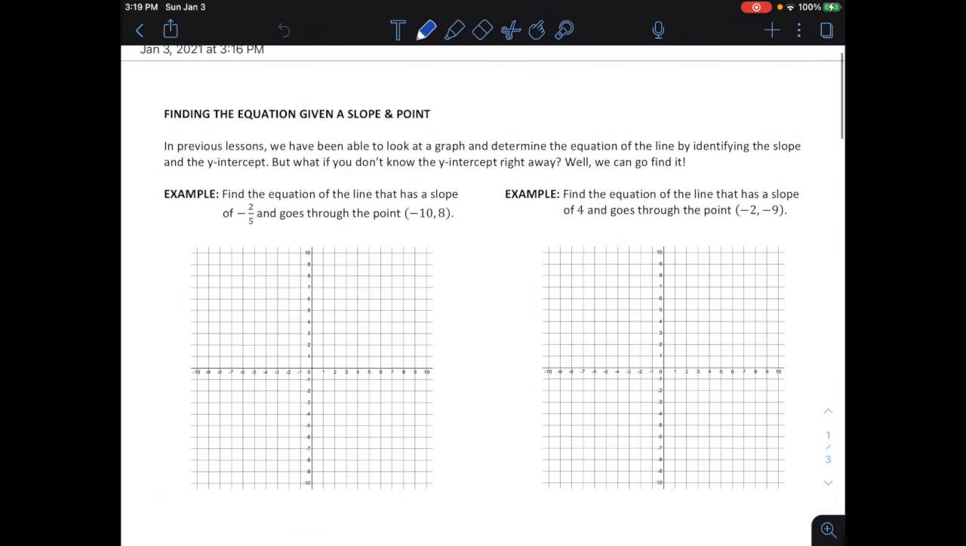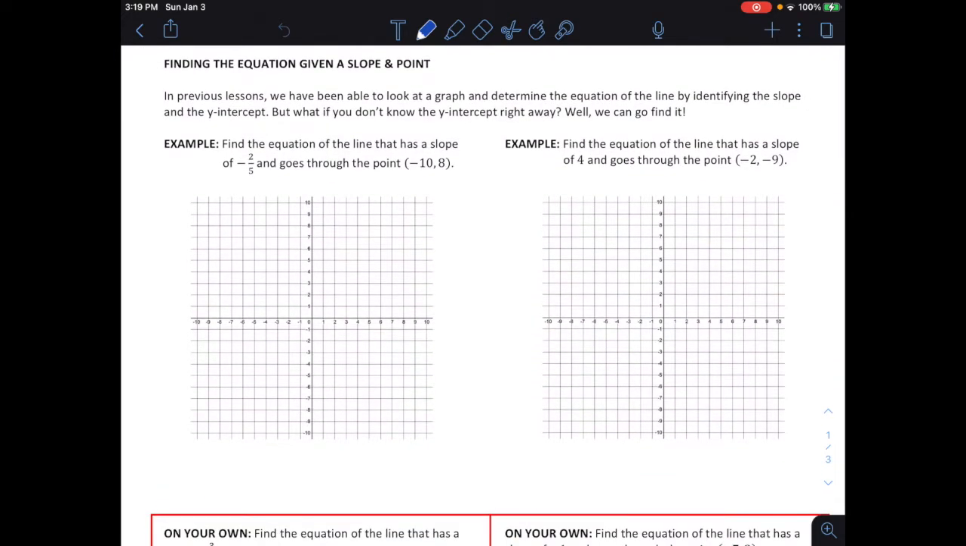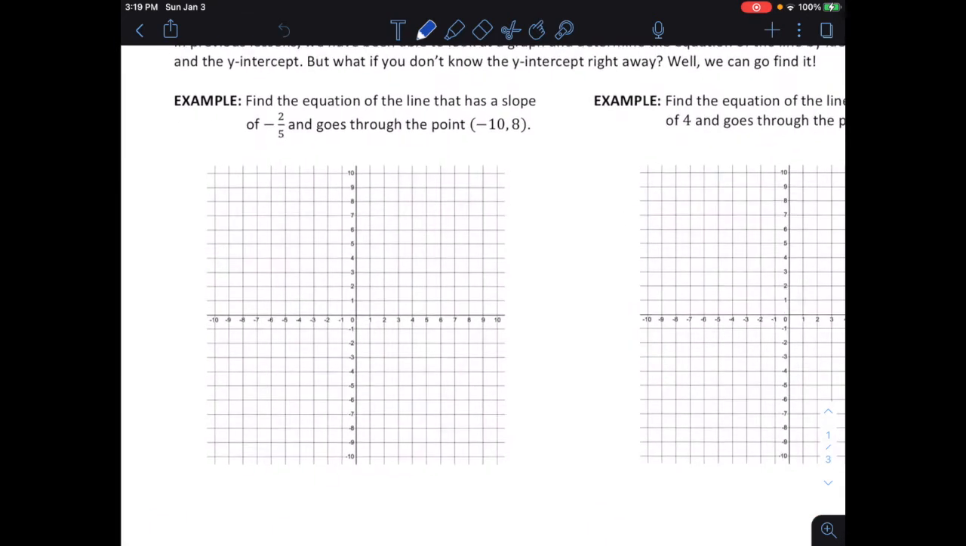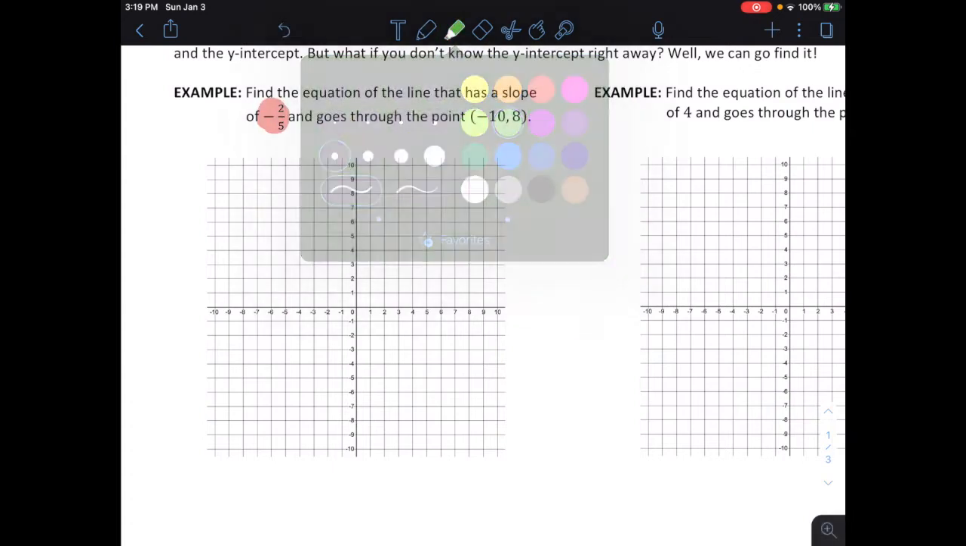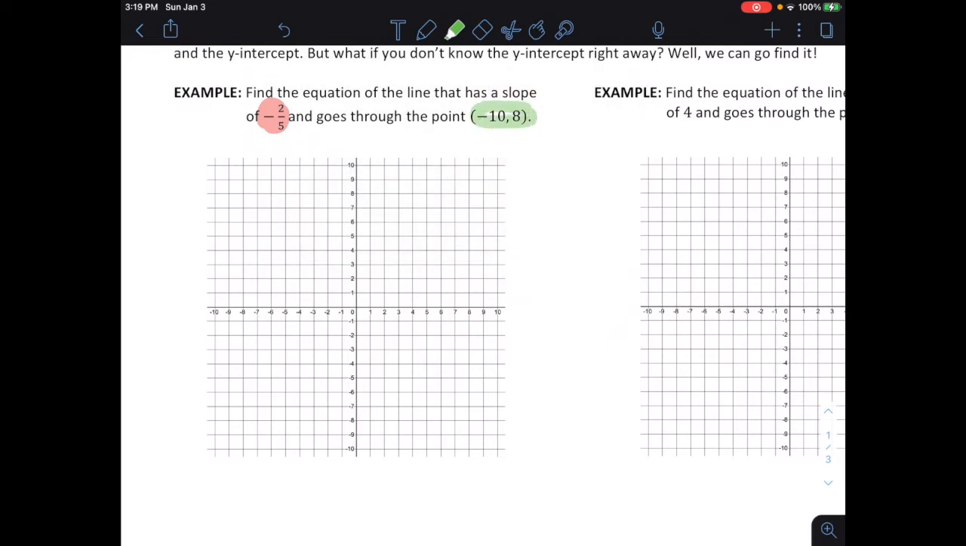This week we are going to explore finding the equation of a line if we are given a slope and a point. And there's two different ways we can do this. The first way we can do this is to use a graph. So the first two examples here are examples where we are given the slope. So right here is the slope, and we are given a point, and right here is the point.